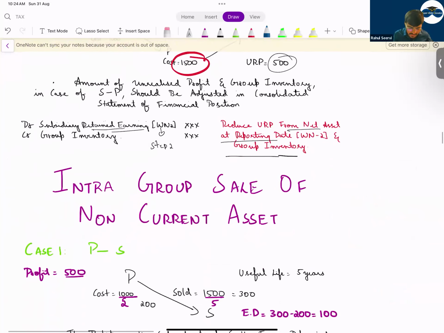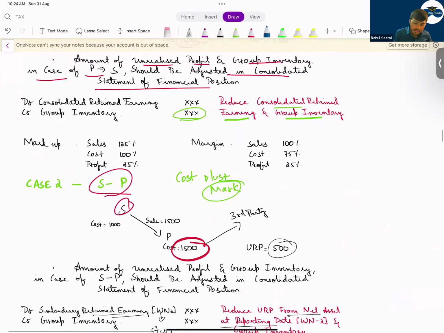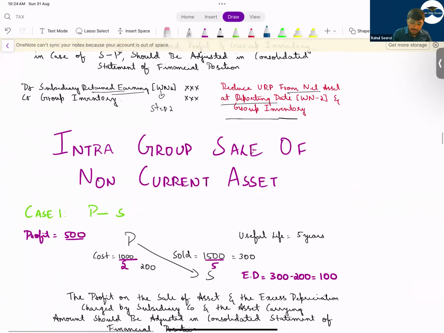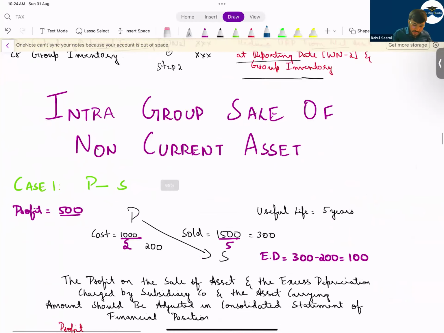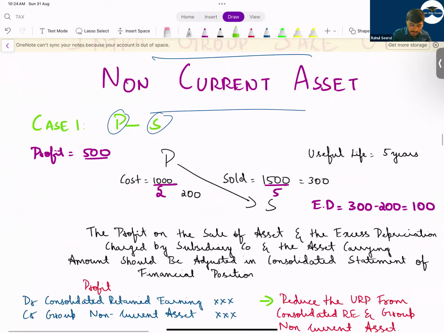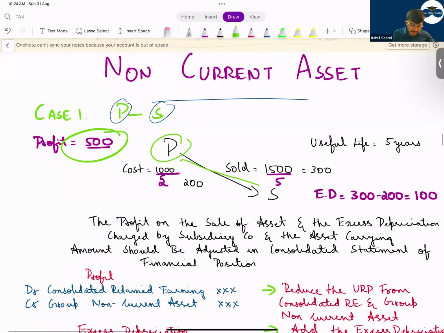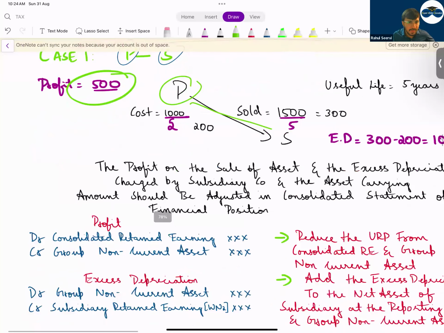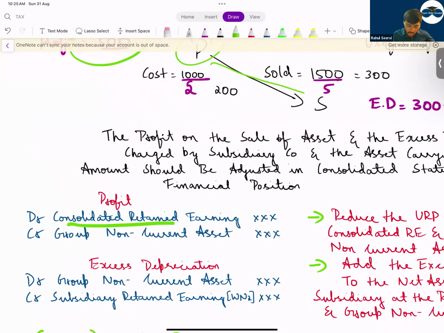So with this, I hope there is no such doubt. Then coming to intra-group sale of non-current asset. If parent company is selling a non-current asset, so parent is selling to a subsidiary, sir. If parent is selling to subsidiary, that means parent company recorded a profit, sir. Parent company recorded profit, subsidiary company recorded value of the asset more. So do one thing, sir, reduce the retained earnings of parent company and group non-current asset.